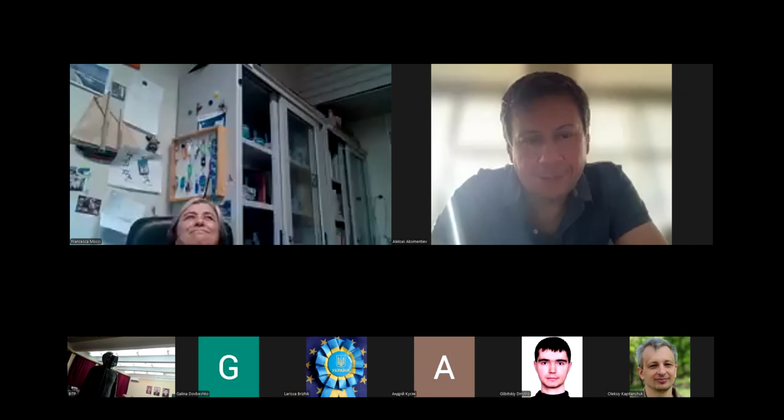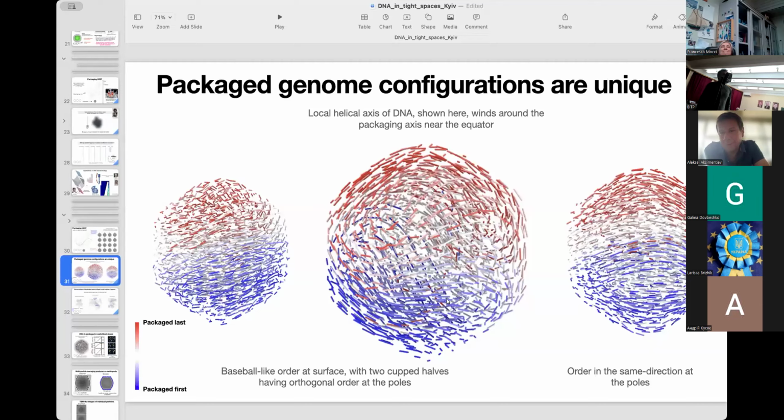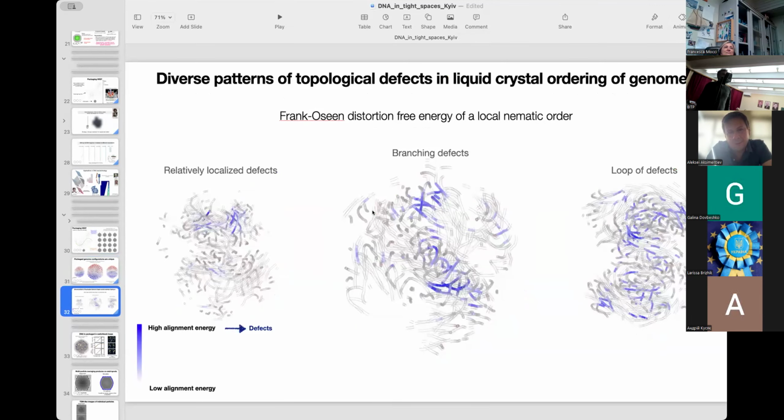I guess if you're interested in this area, you'll find this because we see it in packaged virus, right? So what you're looking at is this nematic order. You have this very nice local nematic phase, but then you have topological defects. In fact, I didn't have time to look at it, but you can do Frank-Oseen distortion energy calculations. You can see where the defects are. So this is the methodology of liquid crystals, really.